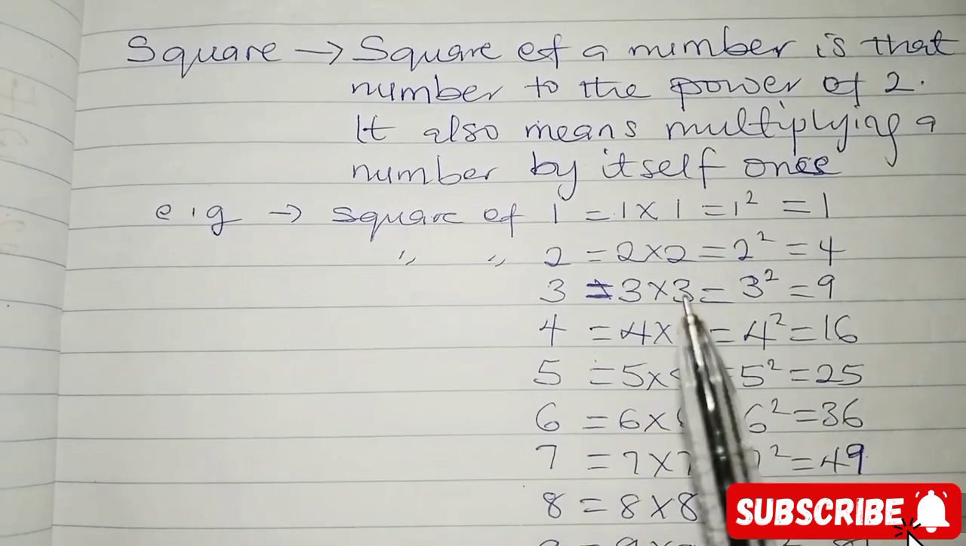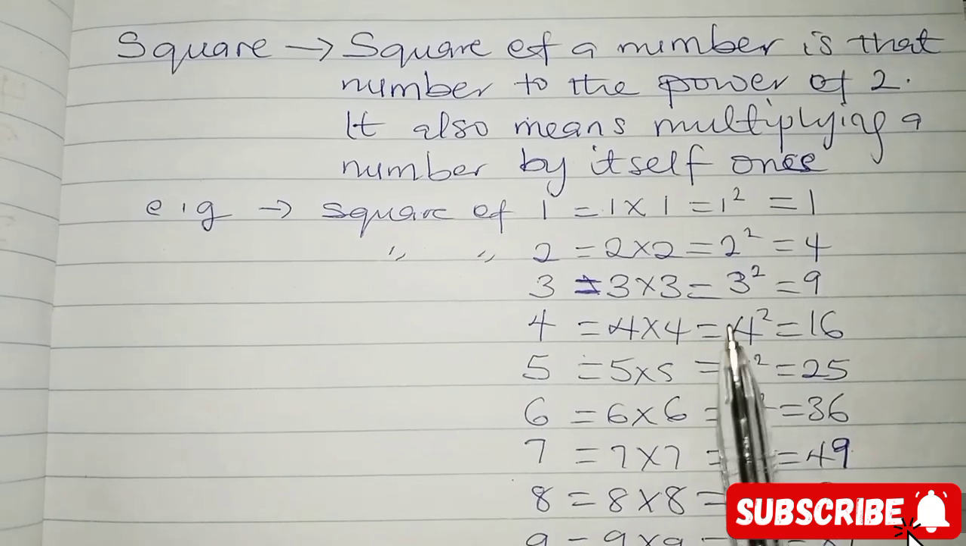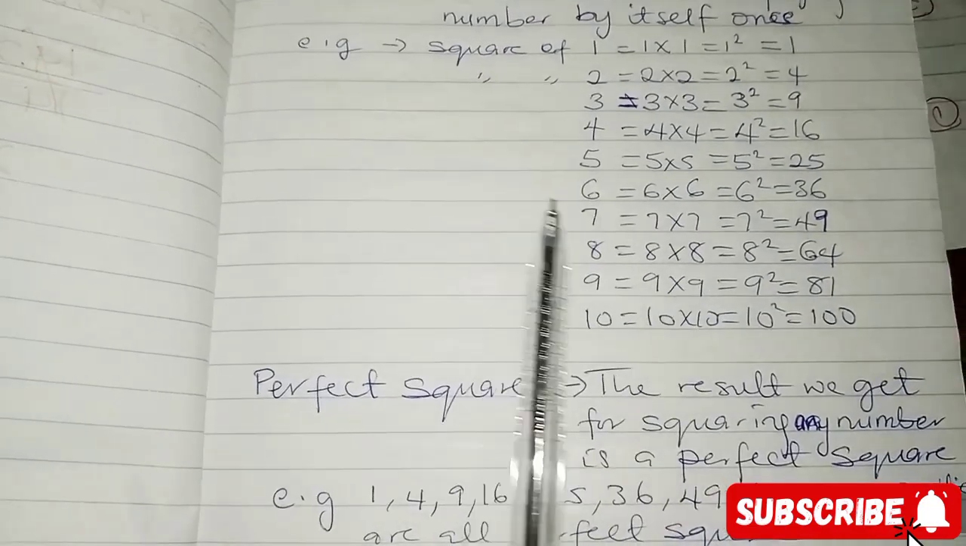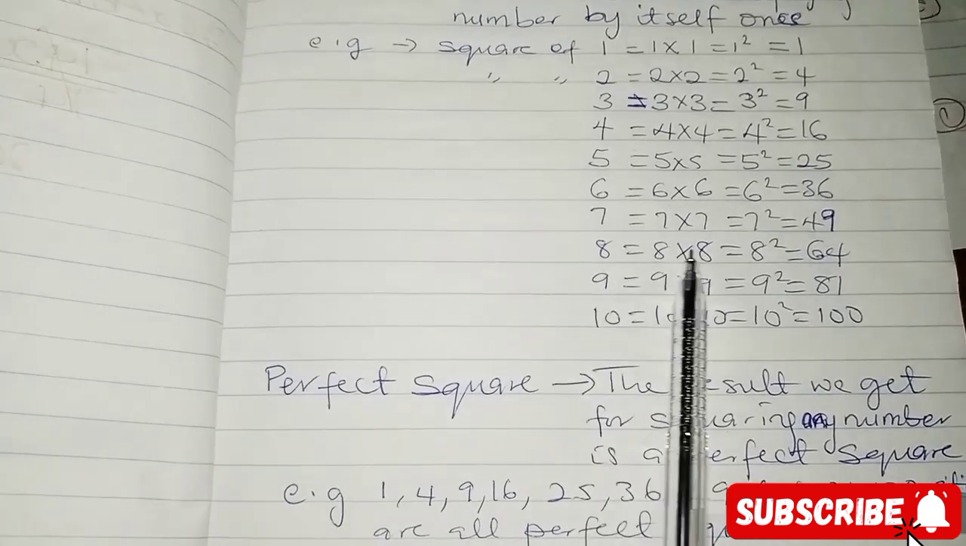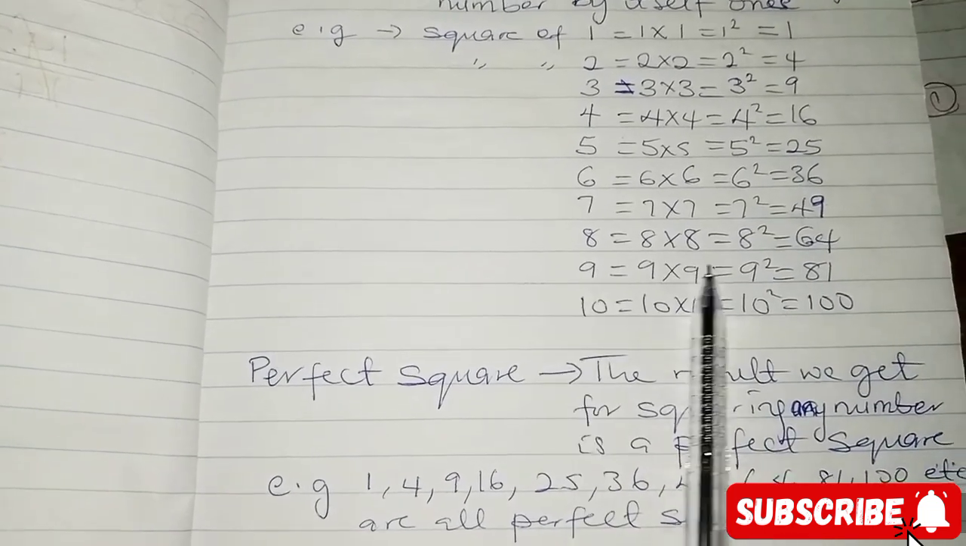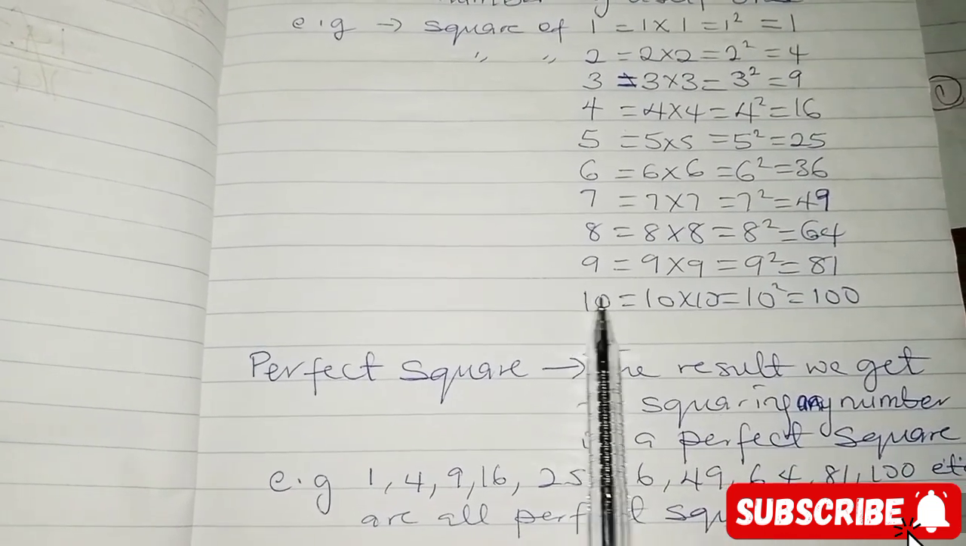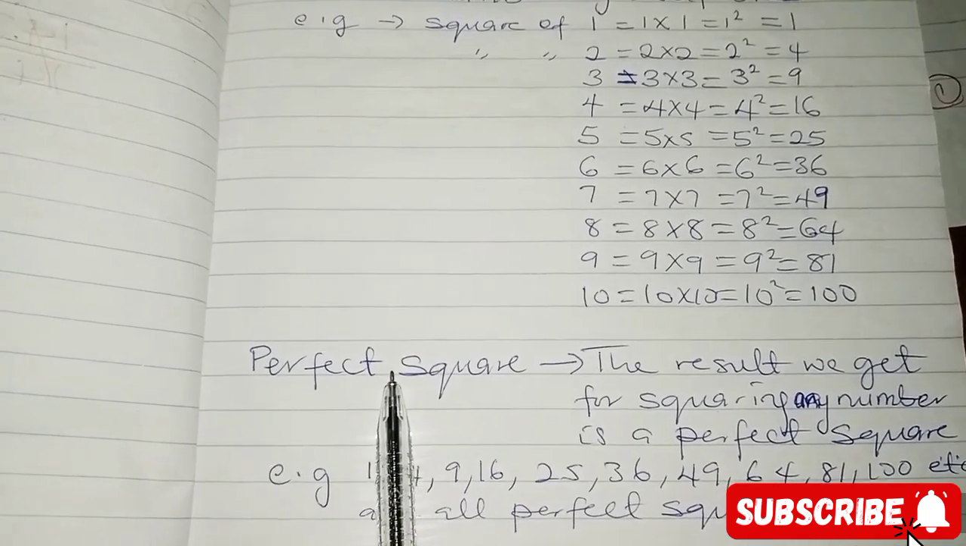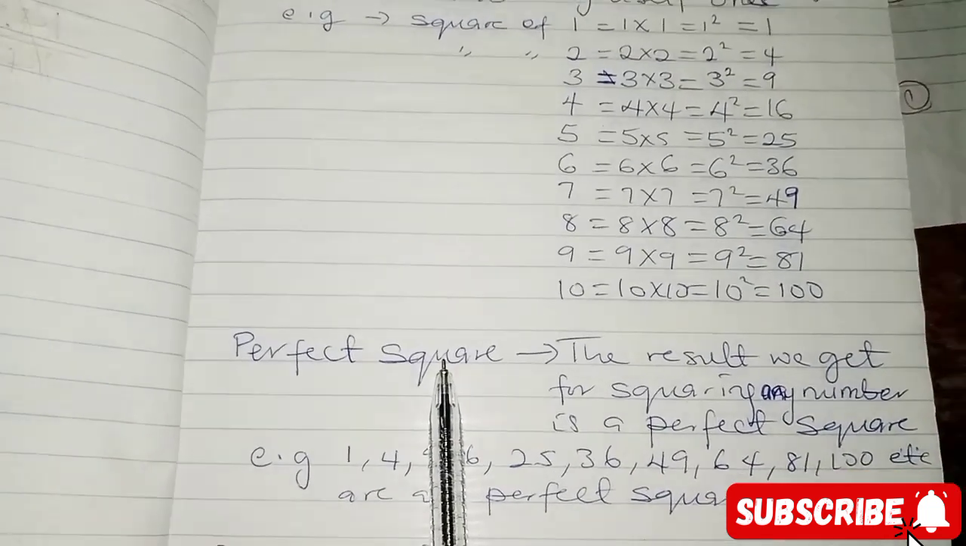So now, after that, we're going to be looking at the next statement. Quickly take notes. 8 times 8 is 64. 9 square is 81. 10 square is 100. Now that takes us to the next topic, perfect square.